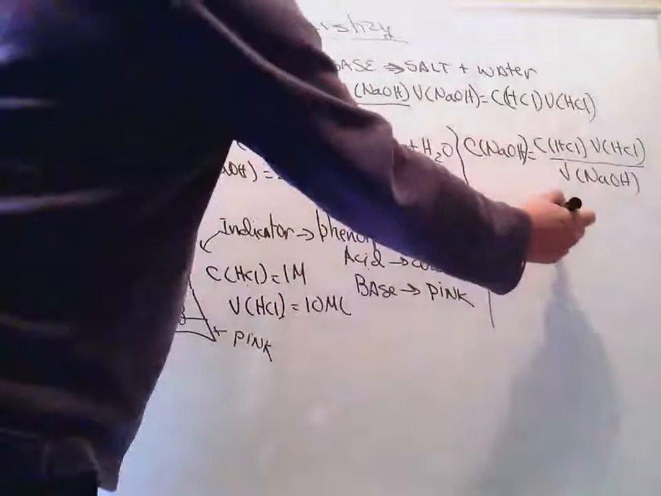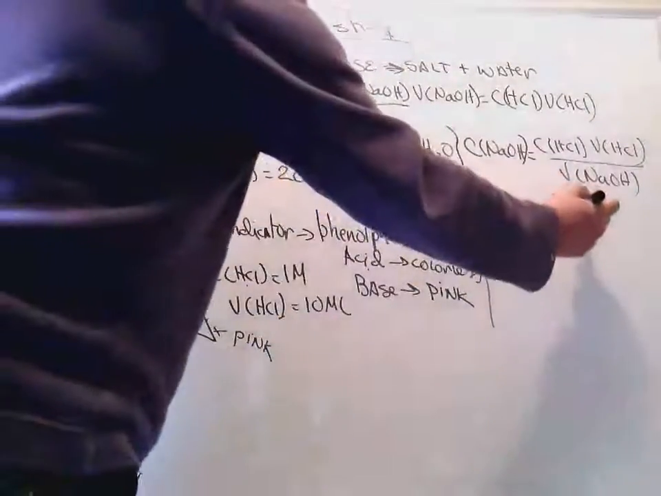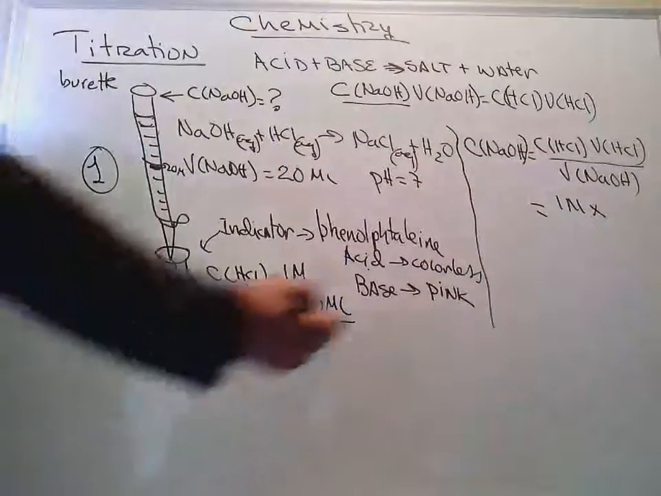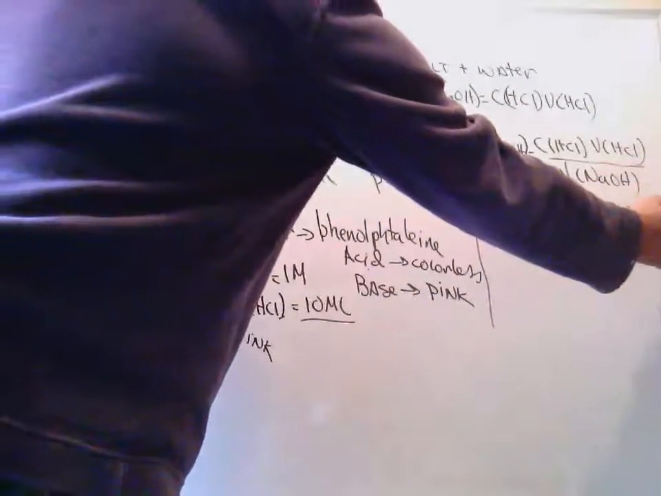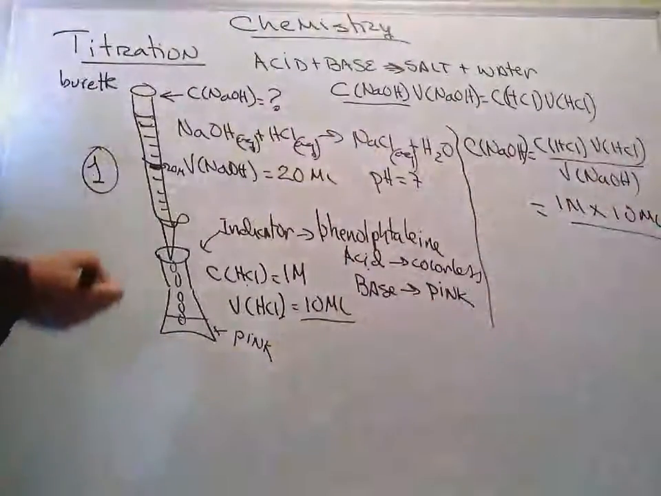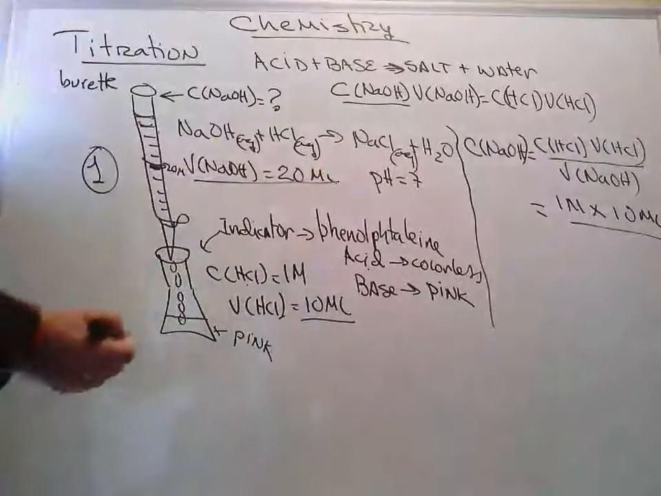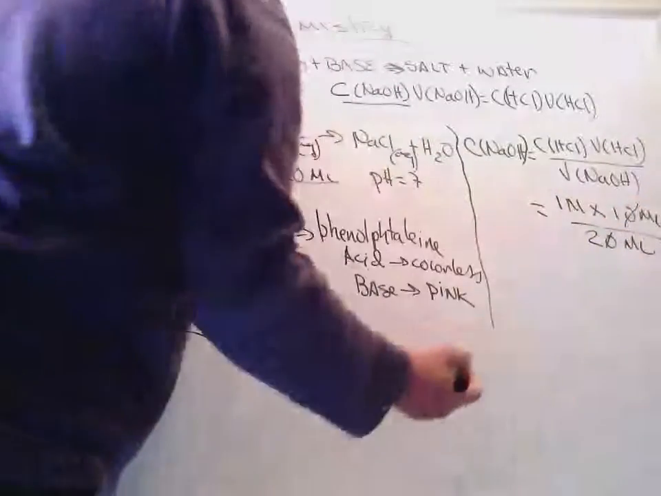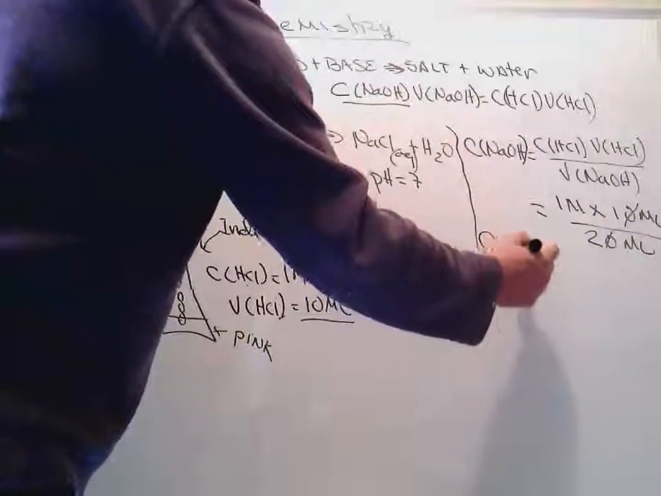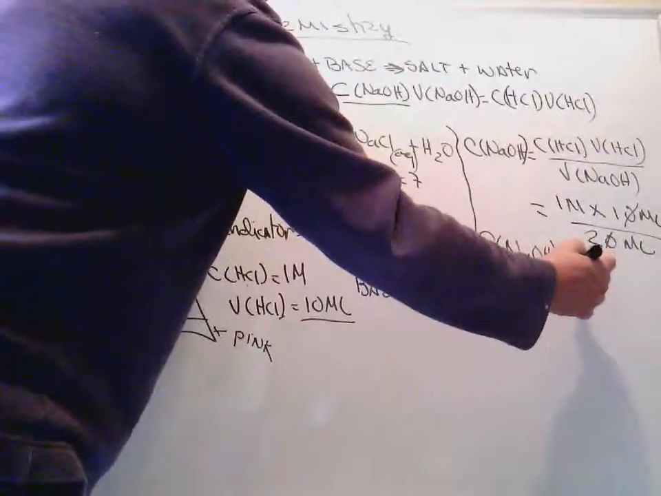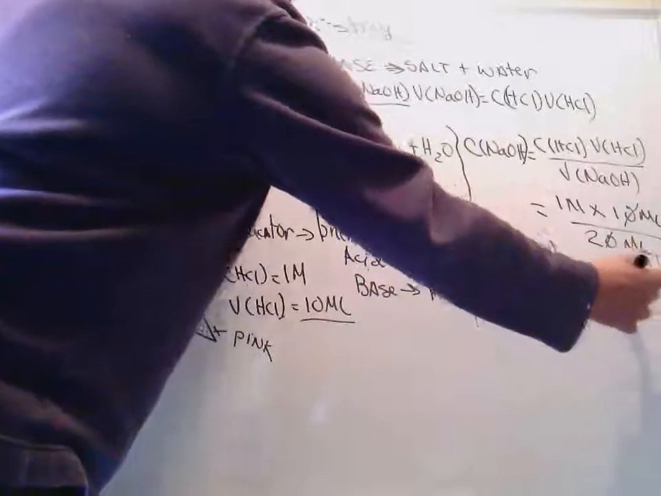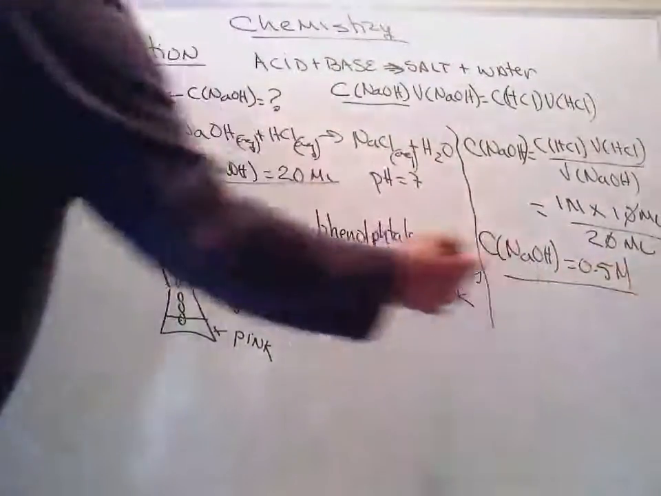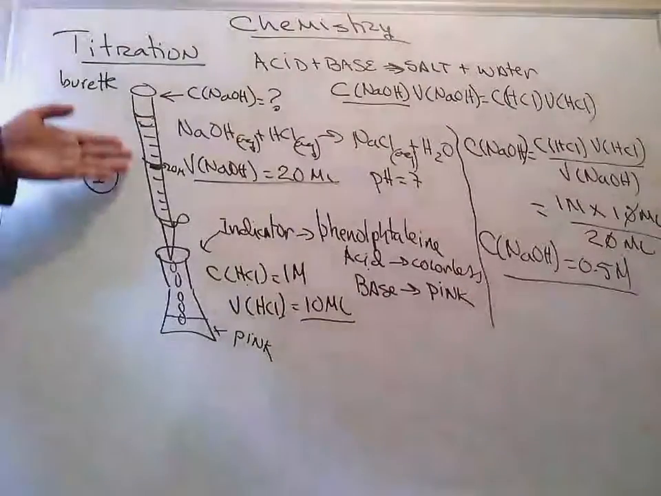Concentration of hydrochloric acid, as given here, is 1 molar, times the volume of hydrochloric acid, that was 10 milliliters, and then I will divide that over the volume of sodium hydroxide consumed, 20 milliliters, cancel out the zero, and the final result will be my concentration of sodium hydroxide, the unknown one, which is 0.5 molar. So that will be the main purpose of my titration.